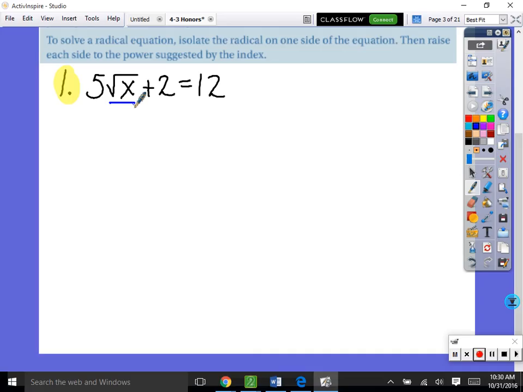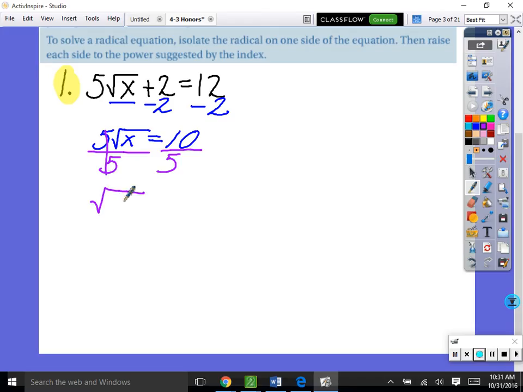What should I do first? Good, subtract 2 from both sides of the equation. So we have 5 square root of x is equal to 10. Now what would I do? Would I square both sides at this point? No, you got to isolate the radical completely. My next step will be to divide both sides by 5. Very good. So we have the square root of x is equal to 2.